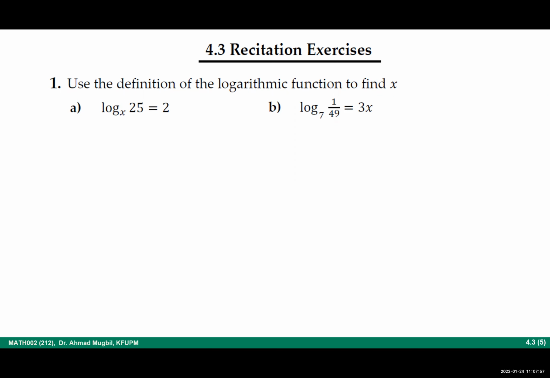2? So to solve this, you need to write it in the exponential form. So this is the trick. How to solve this? This will be x to the power 2 equals 25. From where do we obtain this one? From the definition of the inverse. Log a of b equals c is equivalent to, if and only if, a to the power c equals b.